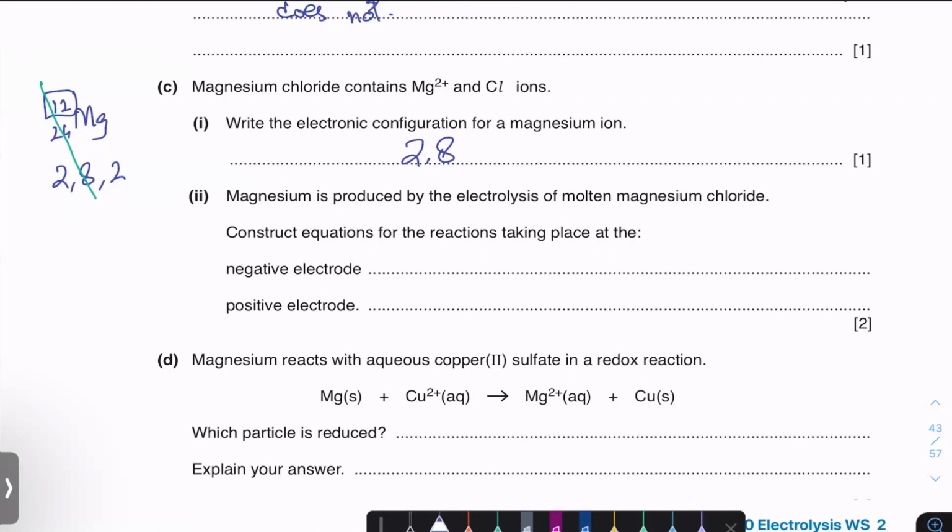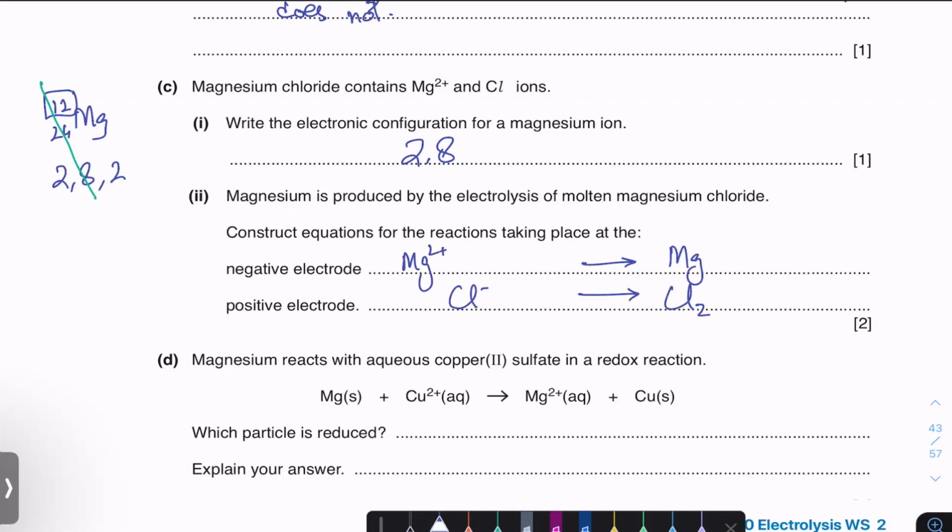Magnesium is produced by the electrolysis of molten magnesium chloride. Construct the equation for the reaction taking place. Let's first identify what ions we have. We have magnesium ion and chloride ion. So magnesium will go to the negative electrode and chloride will go to the positive electrode. Magnesium ion will form magnesium, chloride will form chlorine.